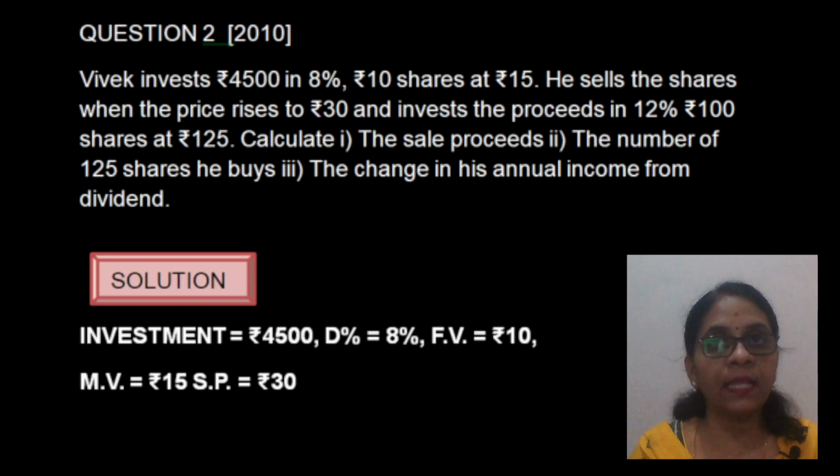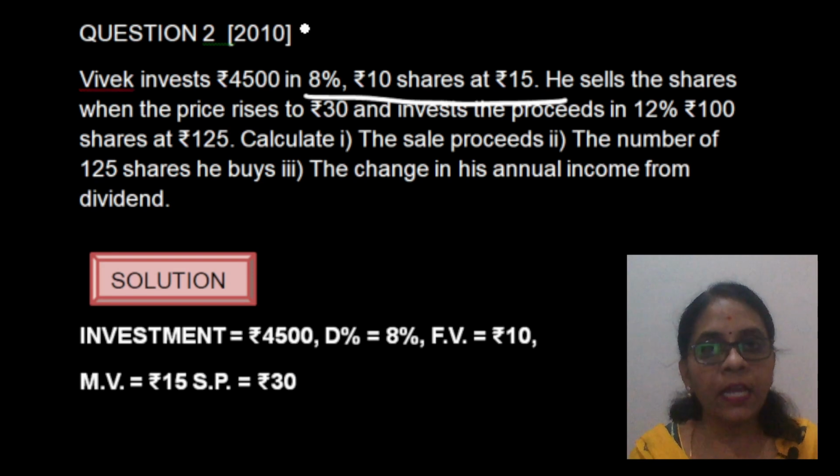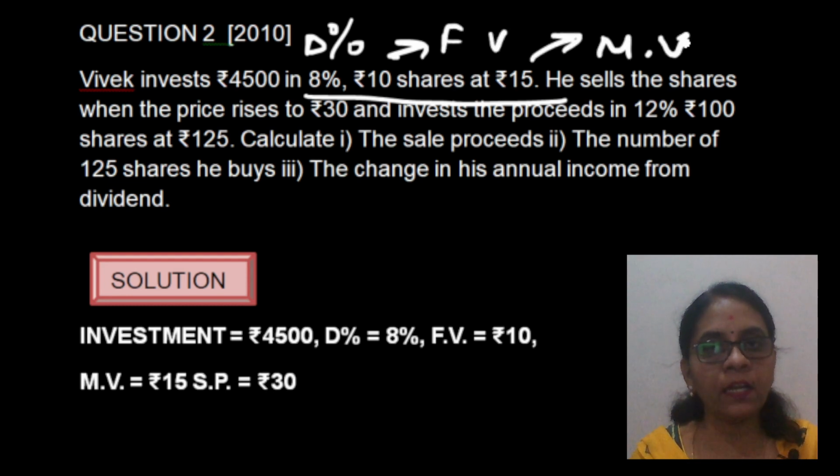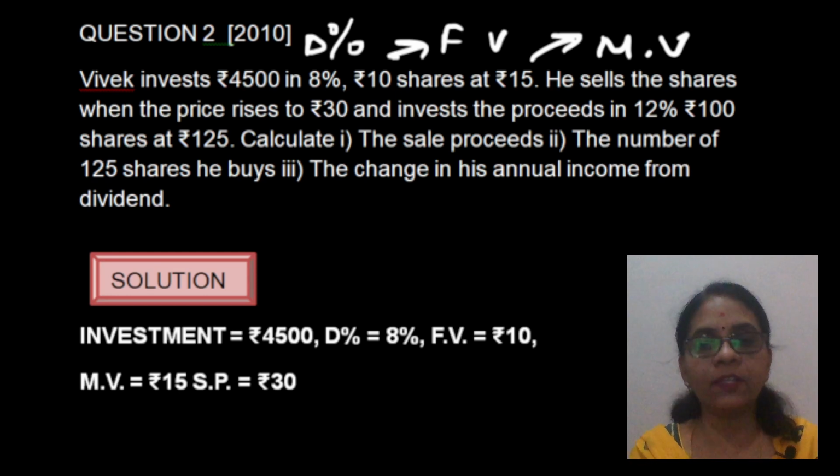Children, whenever a statement like this is given directly as 8% rupees 10 shares at rupees 15, it means 8% is dividend percent, 10 rupees is the face value and 15 rupees is the market value. Always read this as D%, face value, market value. He sells the shares when the price rises to 30. Let me clean this off so that this line is clear. So he sells the shares when the price rises to rupees 30 and invests the proceeds in, so let me stop here.